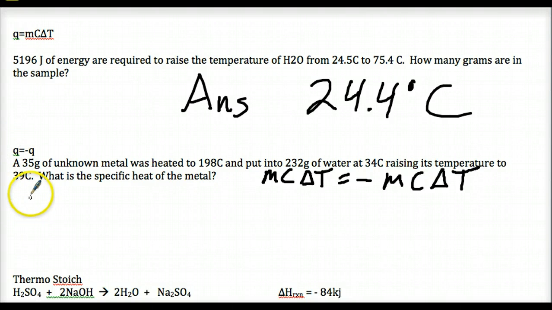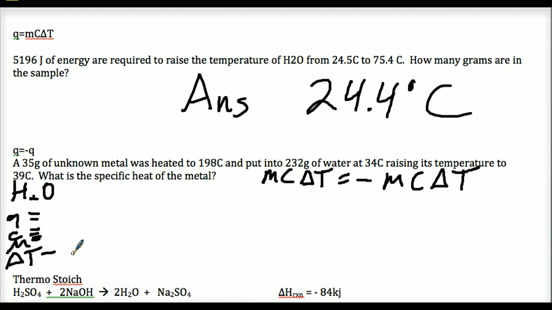And I apologize, this marker is giving me some issues. All right, so I'm going to give H2O values first. Q, M, C, out of order, delta T. All right, when you do that, you're going to see that the water goes from 34 to 39. Okay, water's temperature goes up 5 degrees. How heavy was my water? I'm doing the water side first. It was 232.